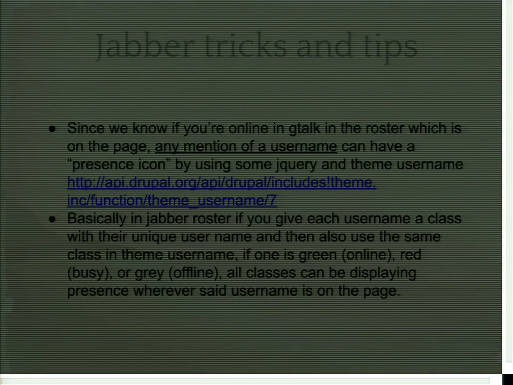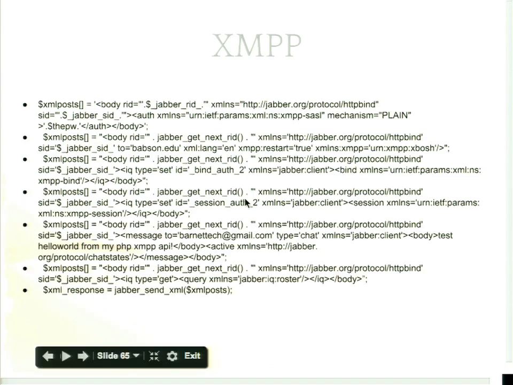And this is what XMPP looks like. You don't have to memorize or whatever. It's a bunch of XML. You can see it calls a PHP function I wrote, Jabber get next RID. As I said, it just increments by one every time something happens.